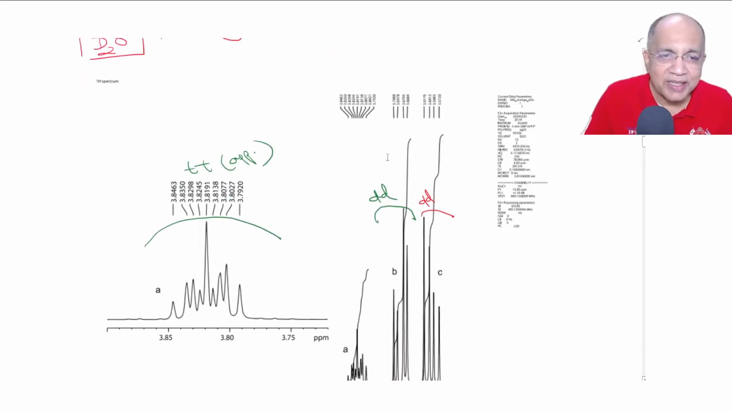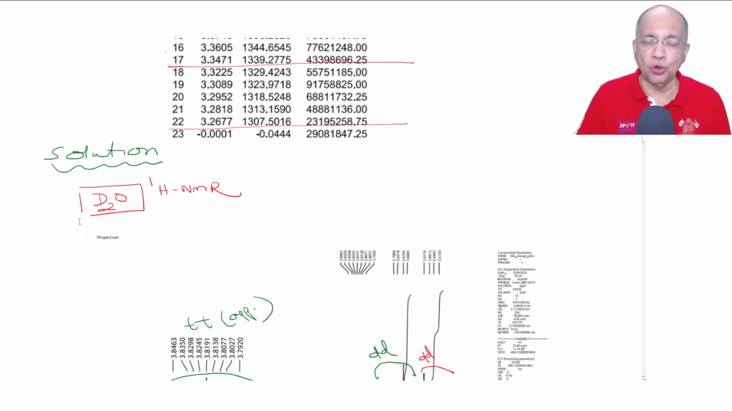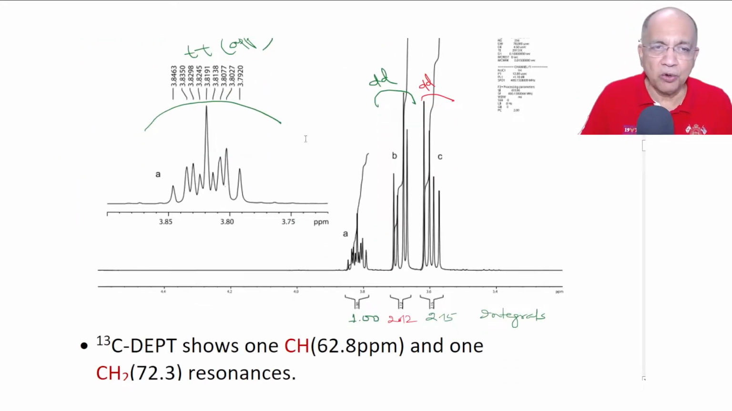Now, I've tried to explain to you. The first one is D2O, proton NMR. We have already told that it is a TT. This, and this is one triplet. This, and this second triplet. This, and this is the third triplet. This one expanded. This is a DD. This is a DD. This is a TT, right?